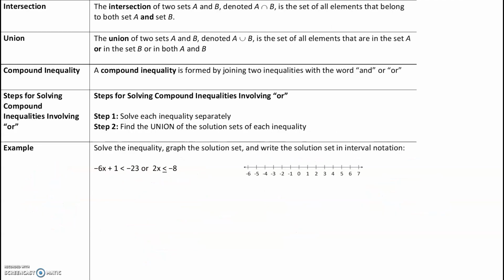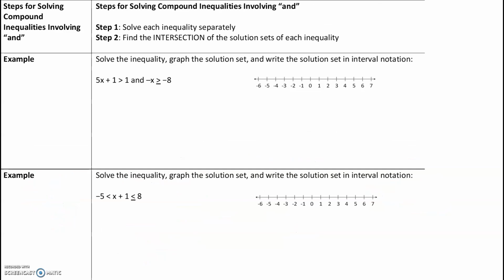Okay, the next in-class example was this one here. We had negative 5 less than x plus 1 less than or equal to 8. So this inequality is sandwiched in between two values. So we're going to subtract 1 from the middle, and that means we subtract 1 from each side. Okay, so we have negative 6 less than x, that's less than or equal to 7.